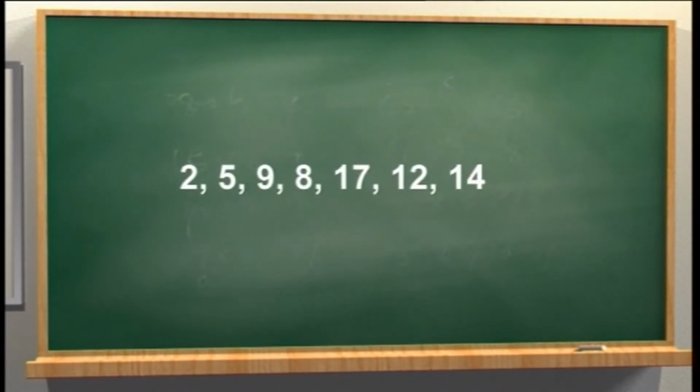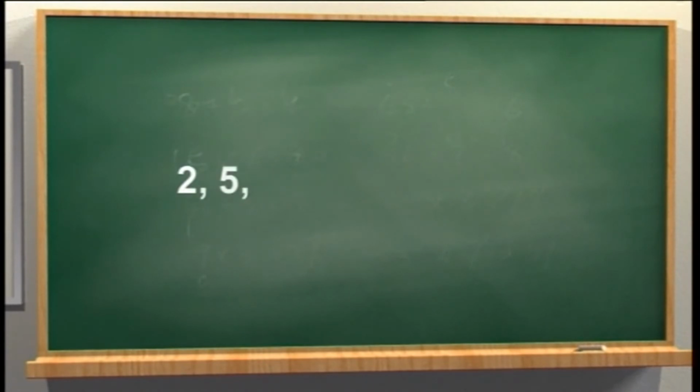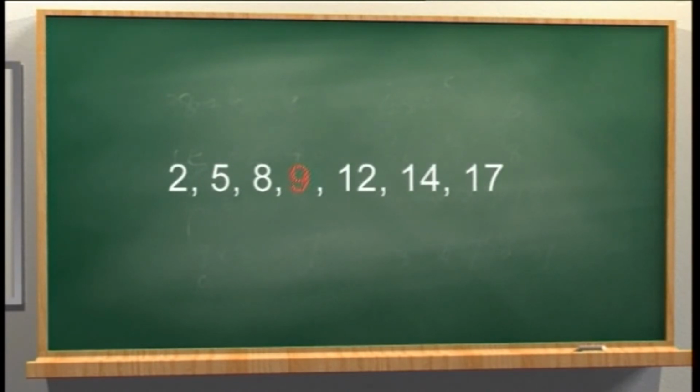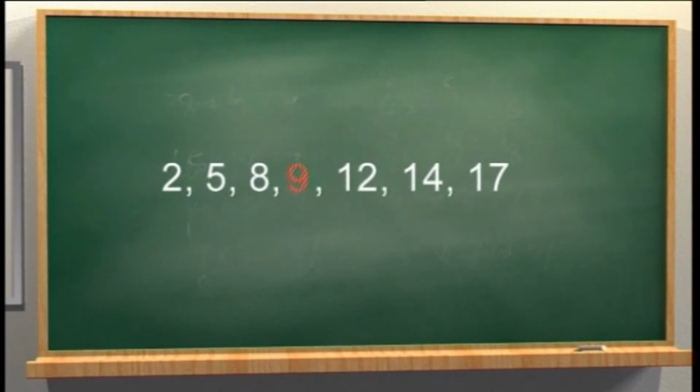Let's find the median for the scores 2, 5, 9, 8, 17, 12 and 14. Here we have 7 scores. On arranging them in ascending or descending order, we have the sequence 2, 5, 8, 9, 12, 14 and 17. We find that there are 3 cases above and below 9, and 9 itself is the midpoint of the unit interval 8.5 to 9.5. Thus, 9 divides the whole distribution into 2 equal halves. Therefore, 9 would be the median in this case.